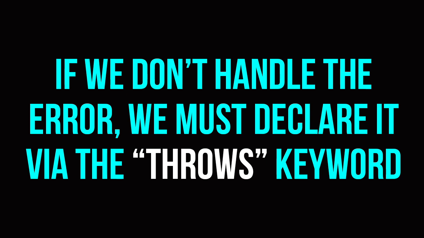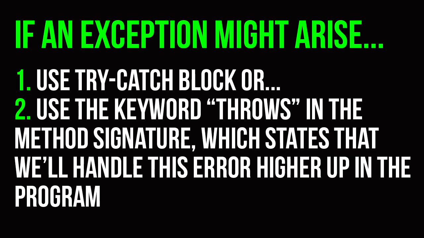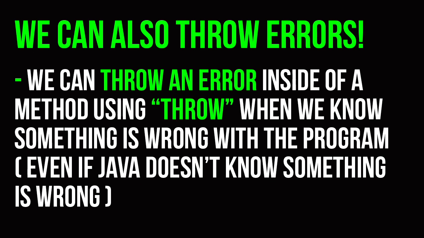And so if you have an exception that might arise in your program, you're going to use either a try-catch block or the word throws to say, hey, there might be a problem here, but we're not going to worry about it until later. As the programmer, we can also throw an exception by using the throw keyword. And so instead of waiting for Java to come up with, like, an array index out of bounds exception, we ourselves can throw an exception when we know something's going to go wrong in a specific case.